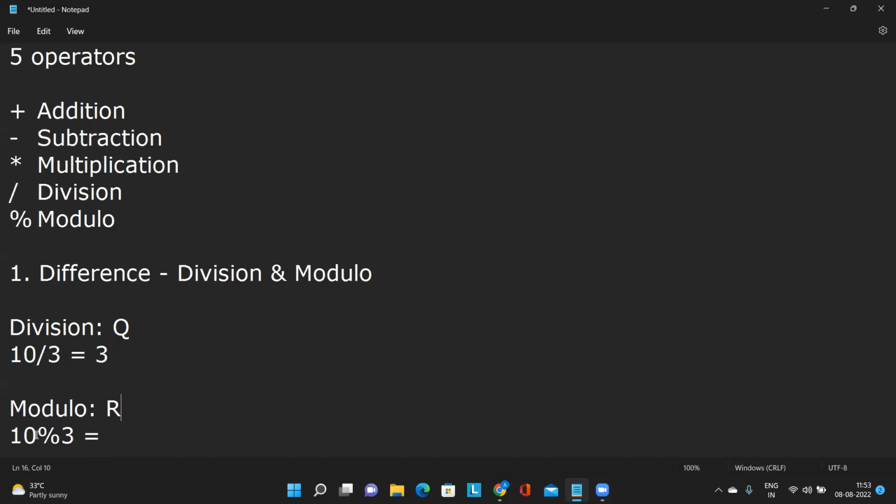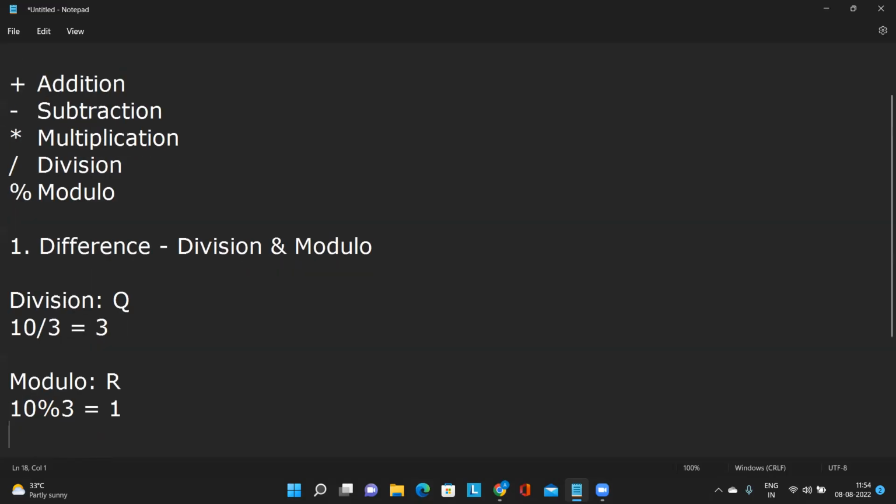For example, the same thing, 10 modulo 3 is going to give the remainder as 1. Because when I divide 10 by 3, 3 into 3 is 9, and 10 minus 9 is 1. So 1 is the balance, the remainder that I'm going to get. Suppose I'm saying 10 mod 2. 2 into 5 is 10, so it is a clean division. There is no remainder at all, so the remainder is going to be 0.